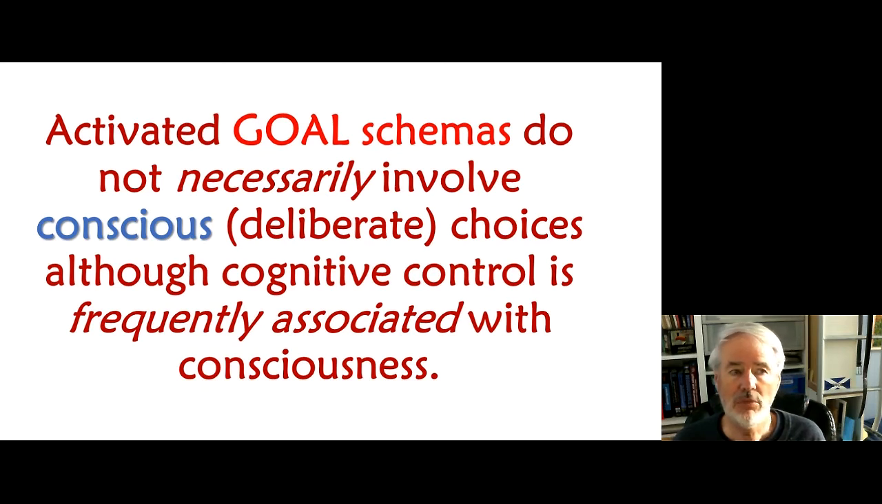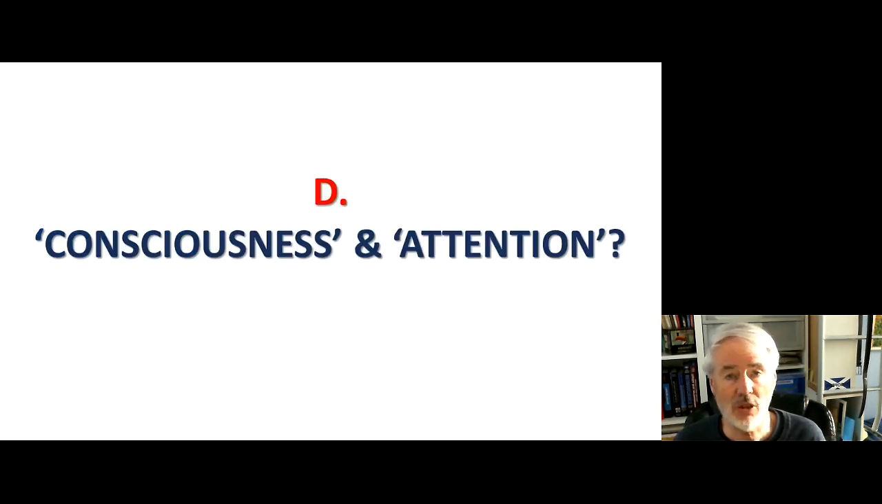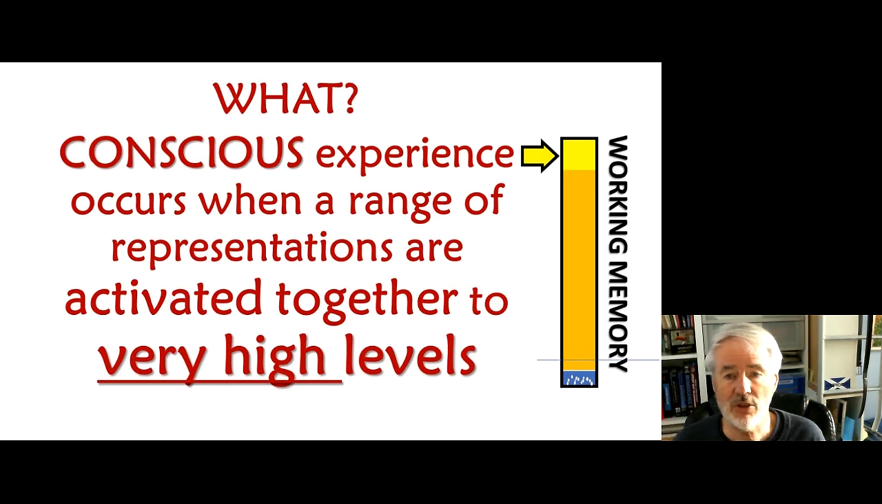Now, goals don't necessarily have to be conscious, but as far as cognitive control is concerned, it is frequently associated with consciousness. So you are aware of the goal that you're trying to achieve. As I say, the link between goals and consciousness is not a necessary one, but is very often associated. And to talk about consciousness and attention, let's have a quick look at that.